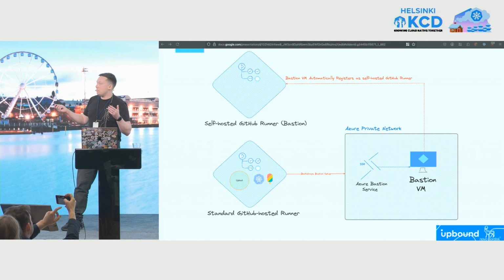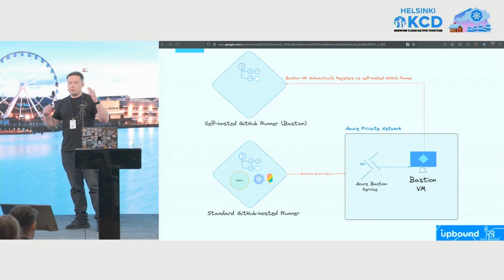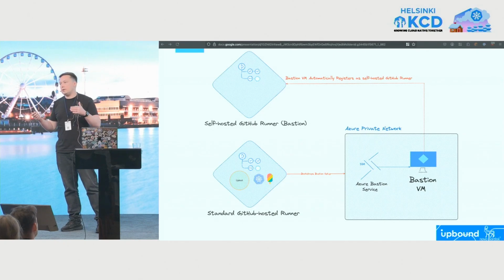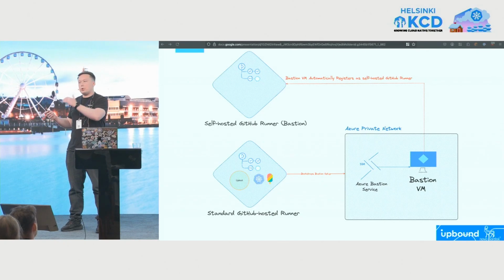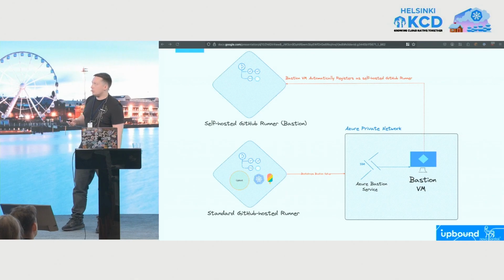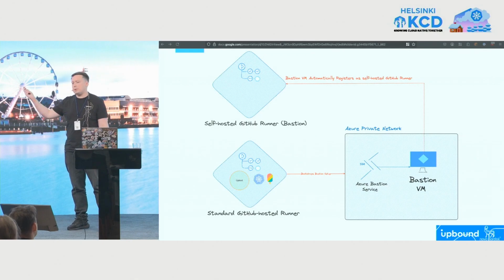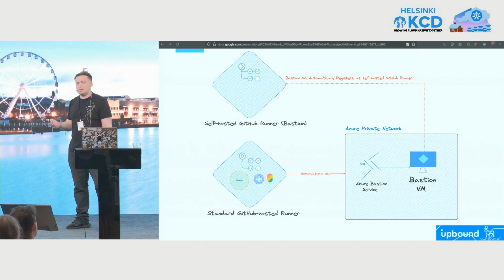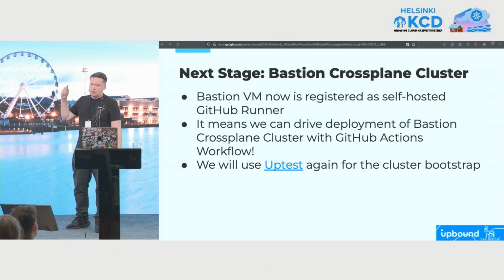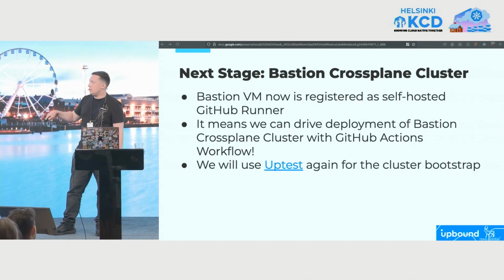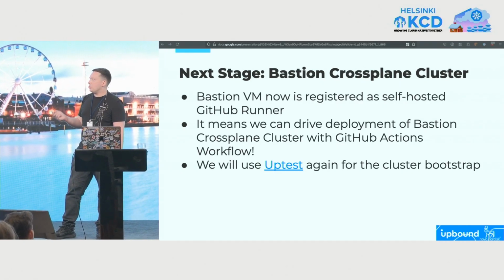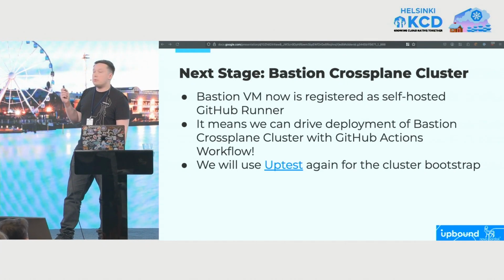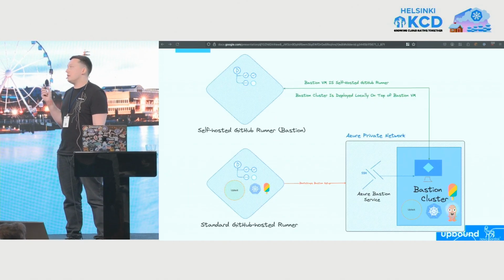So the Bastion VM becomes a self-hosted GitHub runner, fully integrated with your CI/CD environment, and effectively it provides this kind of legitimate backdoor to air-gapped environments. That's exactly what we want here, because we will have a seamless authentication and ability to run stuff in convenient way on a Bastion VM within an isolated environment. Now, as we solve this connectivity issue, now it's time to create a crossplane cluster within an air-gapped setup. We will use uptest capabilities for bootstrapping again at this stage too.